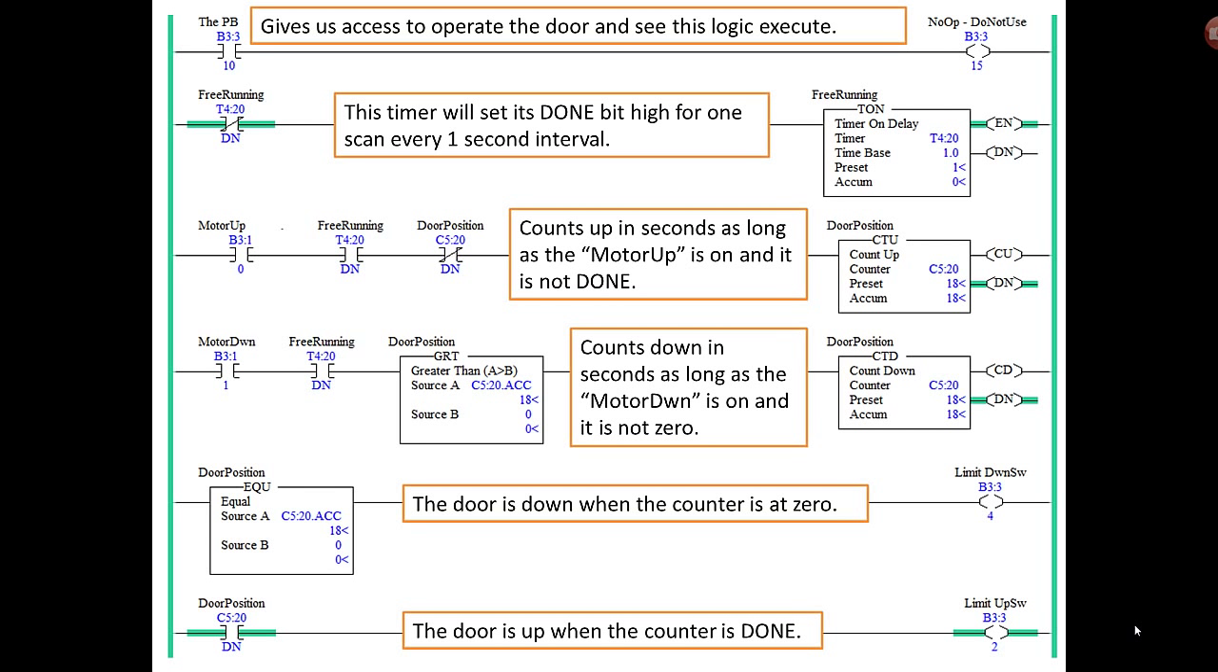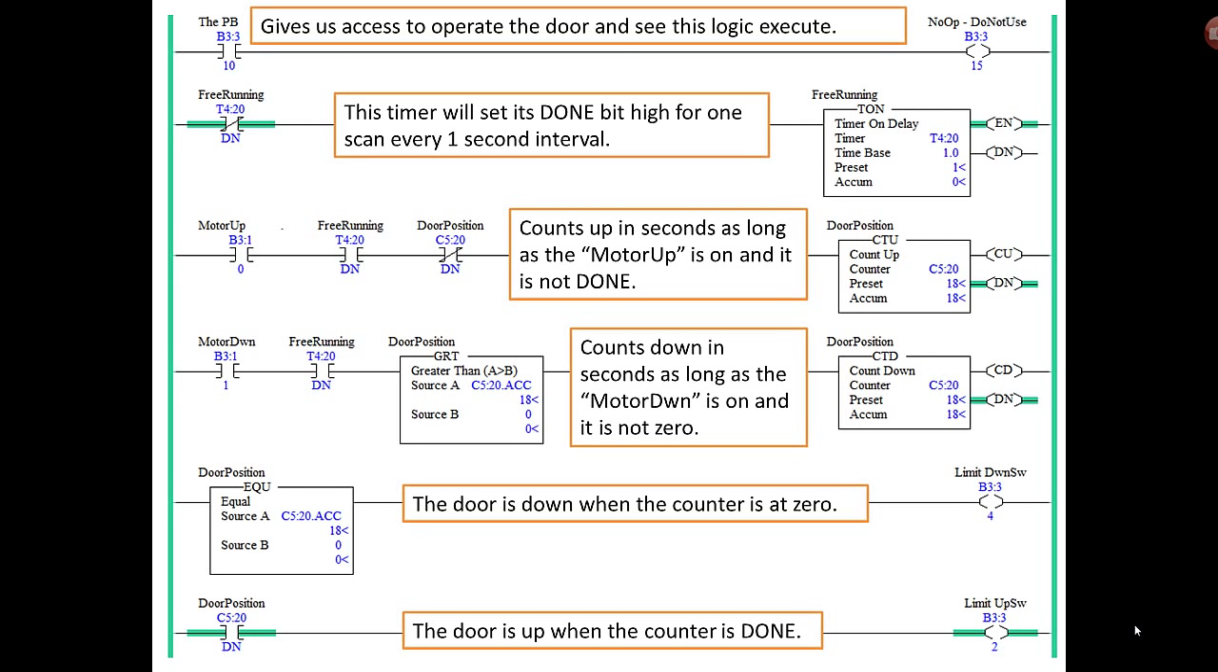The door is up when the counter is done. Real simple. So you're looking at a garage door motor simulator. And if you interface this correctly with your other logic, when I say interface it correctly, I mean the push button up there is the push button in your other logic.